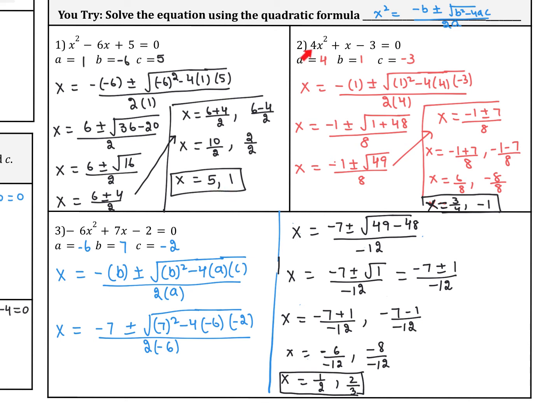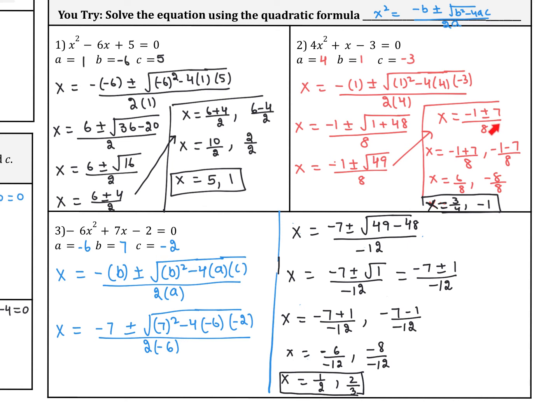Next is number 2, where A is 4, B is 1 and C is negative 3. X equals negative B plus or minus the square root of B squared minus 4 times A times C. So that is negative 1 plus or minus the square root of 1 plus 48. Negative times negative is positive. And you got square root of 49. The square root of 49 is 7.